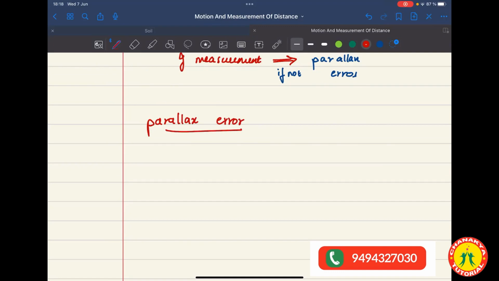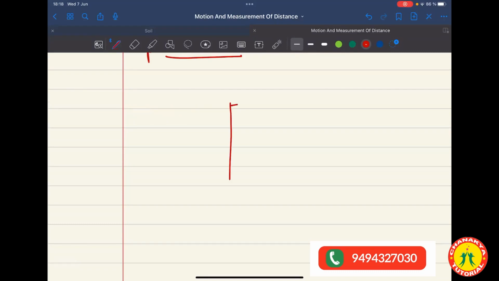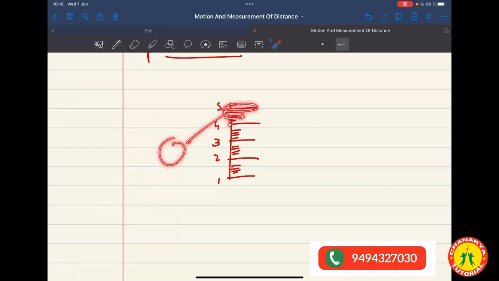So parallax error is the displacement or the change in the apparent position of the object. Basically, we're taking a scale. Say they're telling you to place it at 4.3. Look at the point, this is 4, and then 1, 2, 3, so here is where it should be placed. You might be looking from over here, or from over here. So your eye should be placed exactly at 4.3. Only then will your reading be exactly 4.3. If you're looking from above or below, or maybe there is water inside which leads to refraction, this will lead to parallax error.